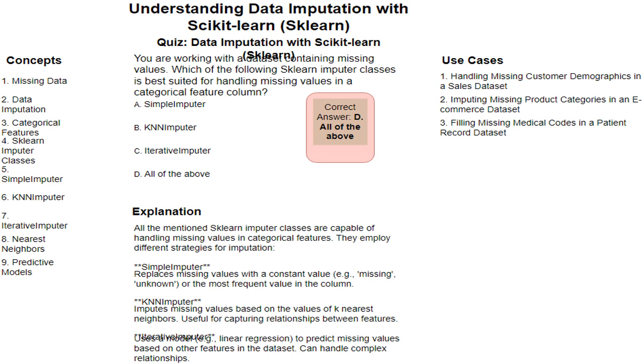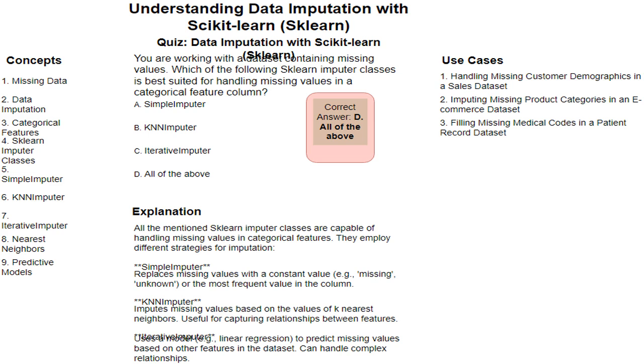Imagine a dataset with features temperature, humidity, and rainfall, where rainfall has missing values. Iterative imputer can use a linear regression model to predict rainfall based on the values of temperature and humidity, capturing the potential dependencies between these features.